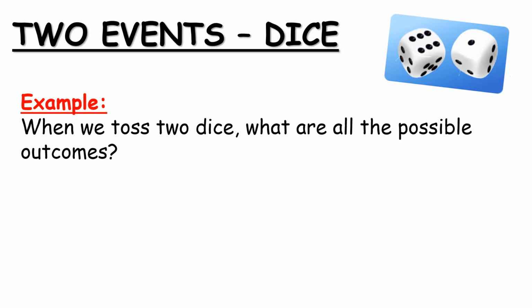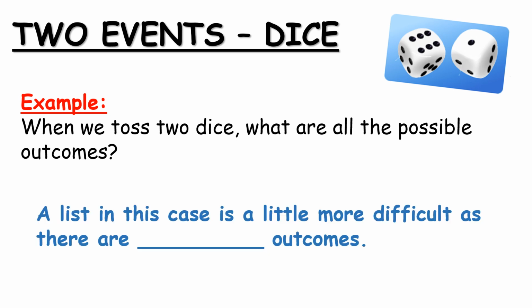So let's make it a bit trickier, because coins have just got 2 outcomes, which does make it easier. What if I asked you to list all the events when we toss 2 dice? Now, that's a little bit trickier because if we use that fundamental principle of counting, we know that there's going to be 6 outcomes on the first die and 6 outcomes on the second die, which means there's going to be a total of 6 by 6, so 36 outcomes.